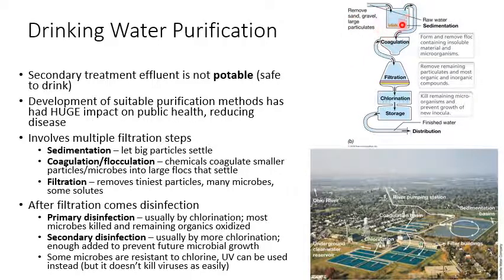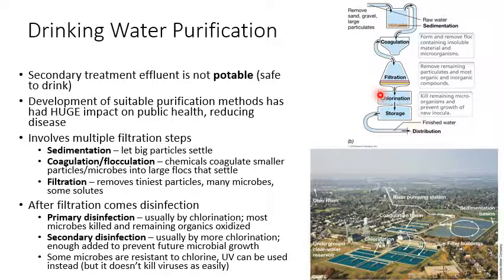So here's the sedimentation step where you add water to your sedimentation tank. Large particles settle out. You draw water off the top. It goes to the coagulation tank, where you're going to be introducing some chemicals that cause flocs to form. They sink to the bottom. You draw water off the top. Then it goes to the filtration tank, where you're actually passing water through filters that remove any remaining particles, plus a bunch of microbes and solutes.